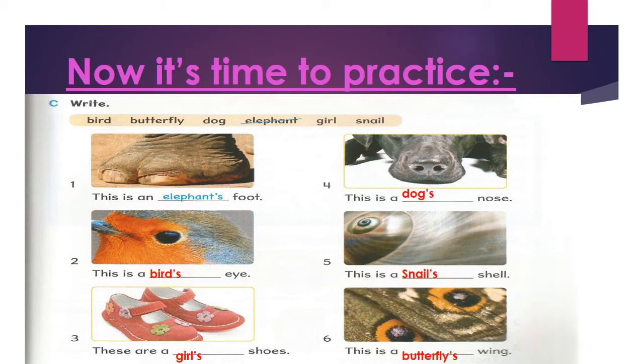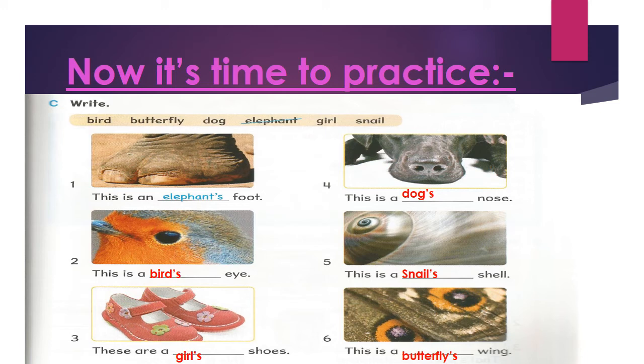Number 4. This is a nose. What can I see here? I see dog's nose. So I put the word dog apostrophe s to show that the nose belongs to the dog. Number 5. This is a shell. What can you see? I see snail's shell. So I will write the word snail apostrophe s shell.